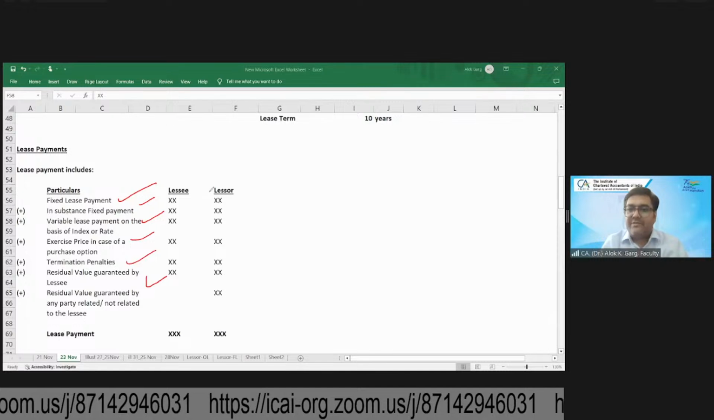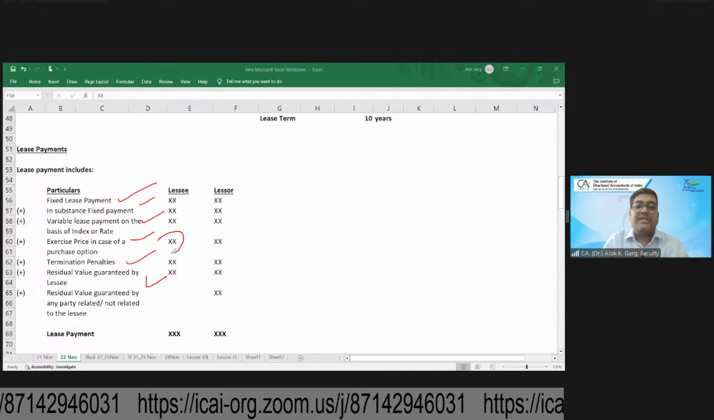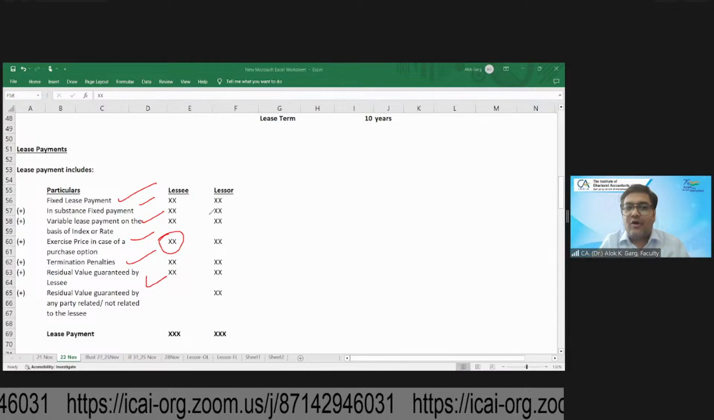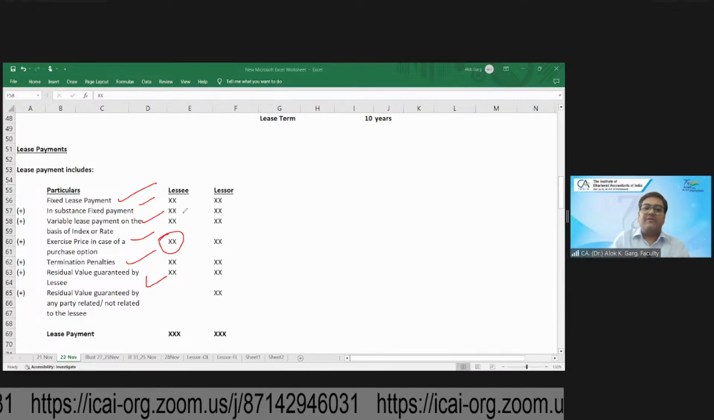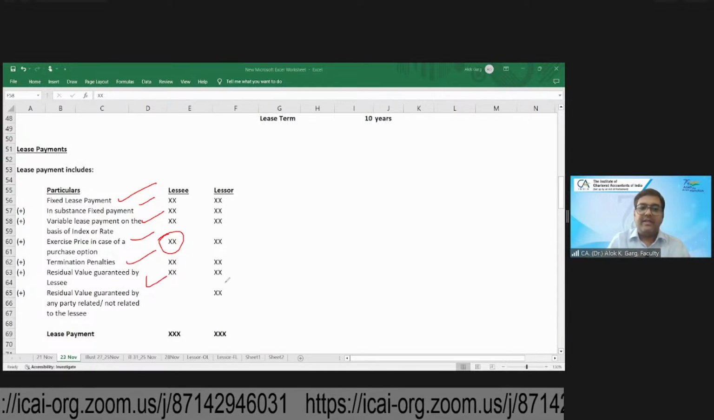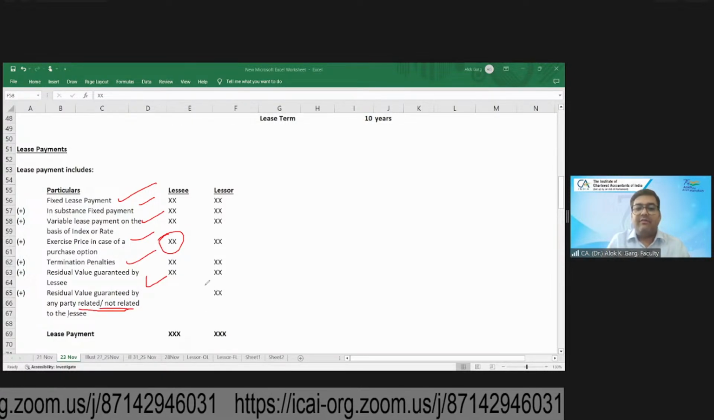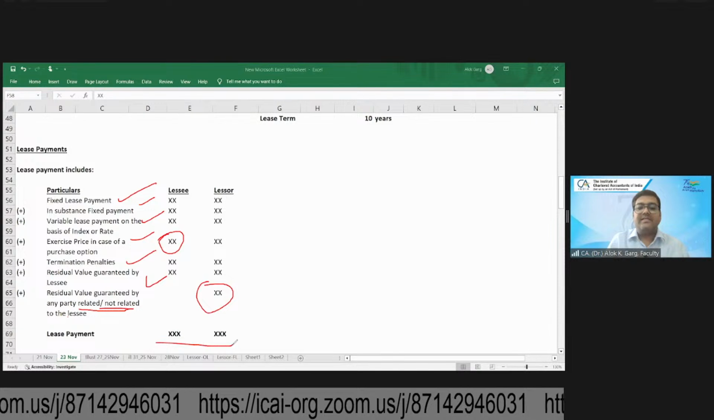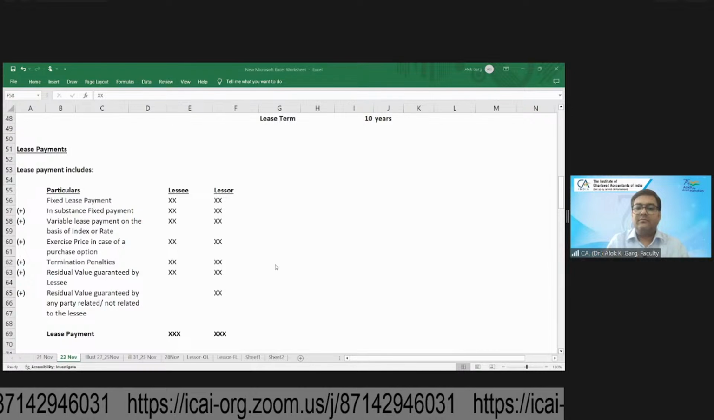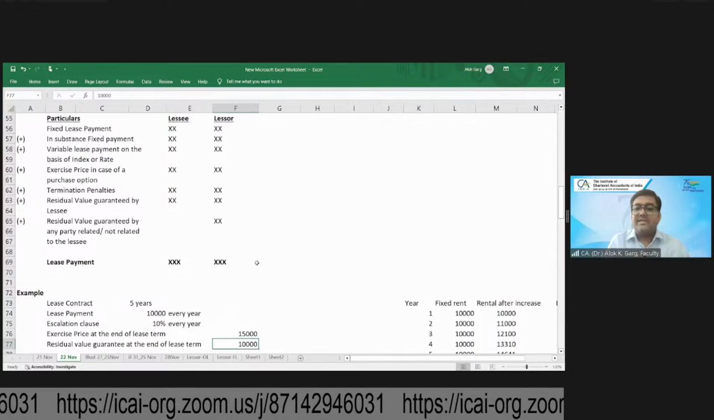Friends, one thing I'm just making clear, although I know you are CA Final students and you understand. Exercise price in case of a purchase option is an outflow for the lessee. For the lessor, it is always an inflow. All these payments are outflow for the lessee, and inflow for the lessor. Termination penalty, residual value guarantee by the lessee, but a guarantee by any party not related to the lessee will only be covered under lessor accounting. This is the total computation of the lease payments. Is that clear?